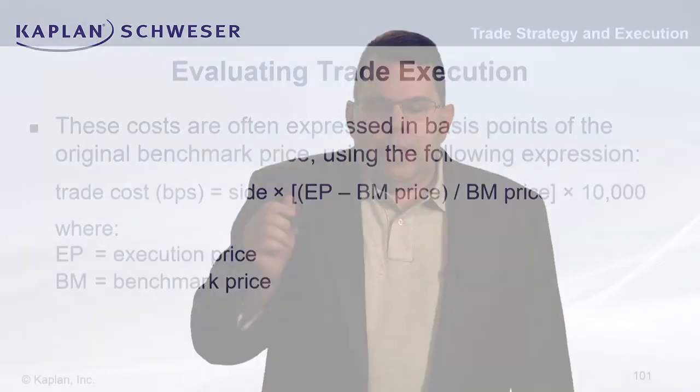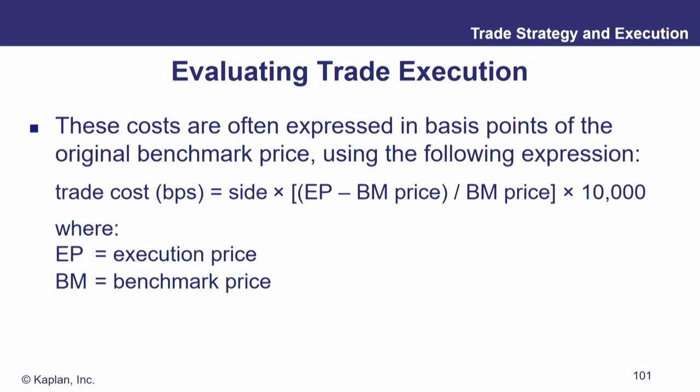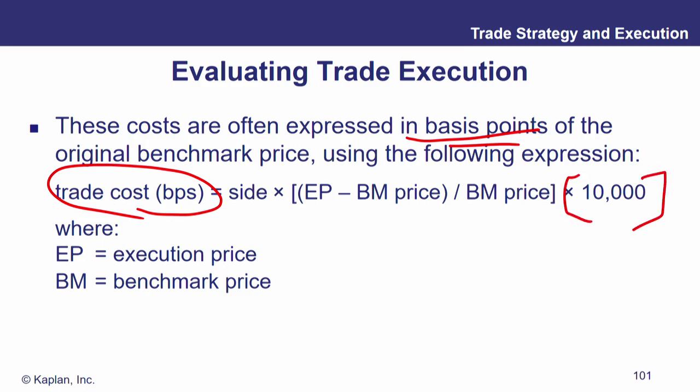And that's what we're going to use to evaluate this. Okay, now these costs, just like with implementation shortfall, we can calculate using basis points, and that's typically how they're expressed. So we take the side times the executed price minus the relative benchmark price, divided by that benchmark price. Then to convert this to basis points, we multiply by 10,000. EP is the execution price, BP is the benchmark price, whatever it is that we're using as the benchmark. Okay, let me give you an example.